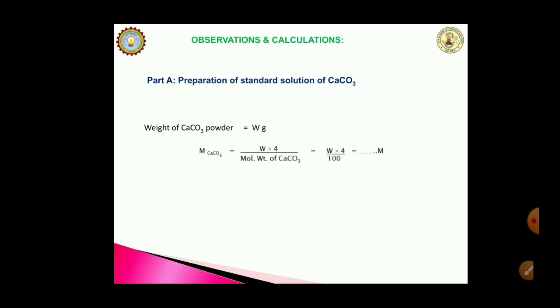So here we have just calculated the molarity of CaCO3, and to calculate the molarity, the formula is W into 4 upon molecular weight of CaCO3. Molecular weight of CaCO3 is 100. So we are going to get the molarity after putting the weight of the CaCO3 which has been provided to you.